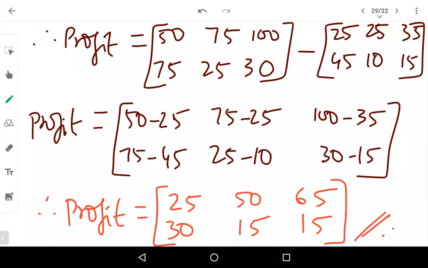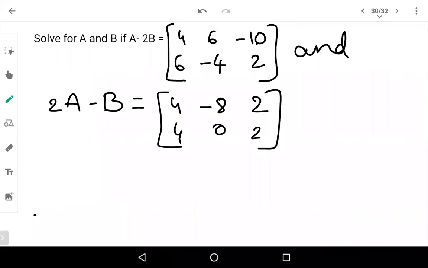Okay, now let us go to the next problem. The next problem is: solve for A and B if A minus 2B is a given matrix, and 2A minus B is another matrix. Here we are supposed to find out A and B, and they have given us two equations.